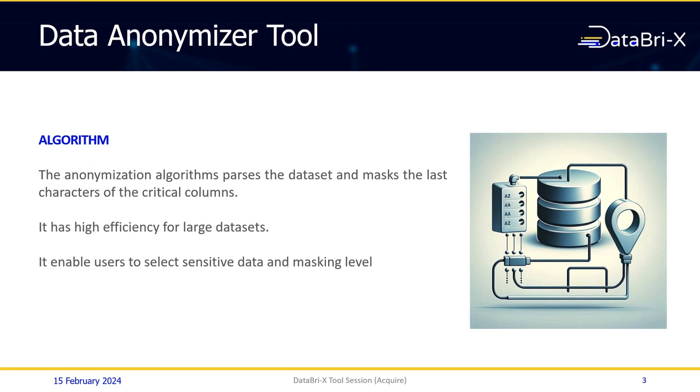As for the algorithm, the anonymization tool is capable of parsing the dataset and masking the last characters of the critical columns. It uses a Python and Postgres database backend, which is easily scalable and efficient for large datasets, providing service for almost any dataset present in a DataBri-X workflow. Also, it has a layer of personalization, allowing users to select their sensitive data and masking level.